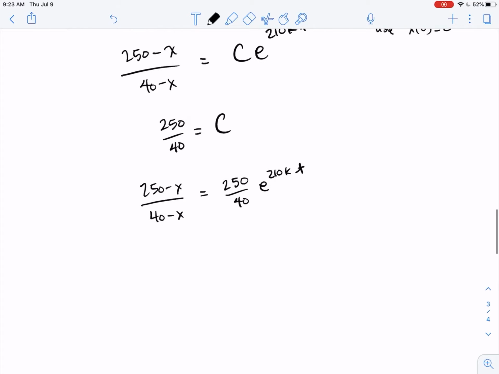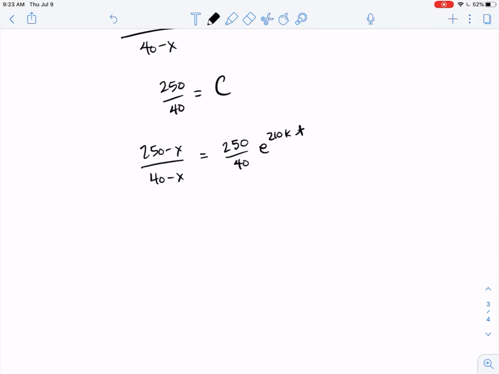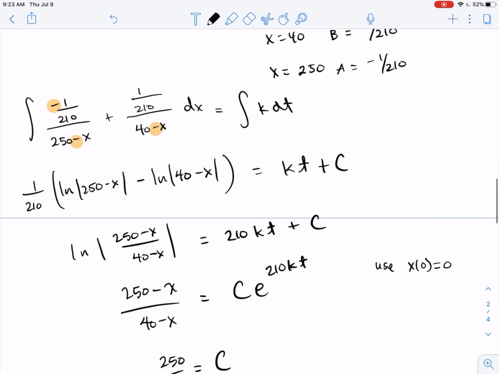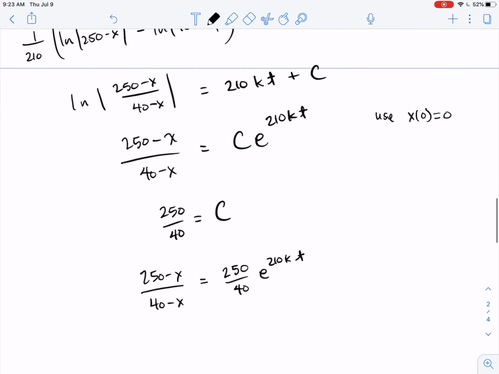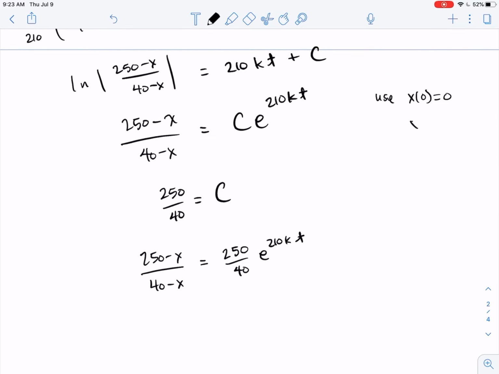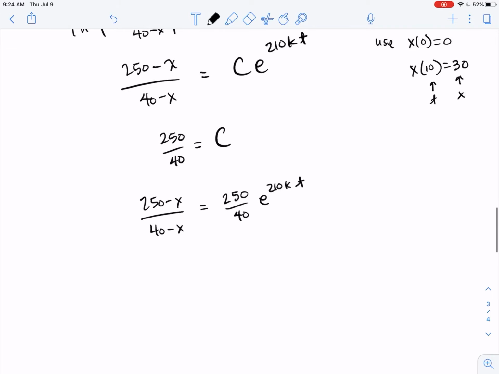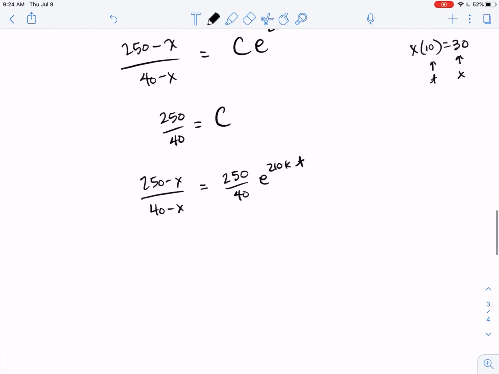Okay, so I have that set up there. And now we could use the next thing that was given, right? What was given earlier? After 10 minutes, it's 30, right? 10 minutes, you get 30. So remember, in this situation, this is t, and this is x, okay? So that's going to give me 220 over 10, which we could simplify to just 22.